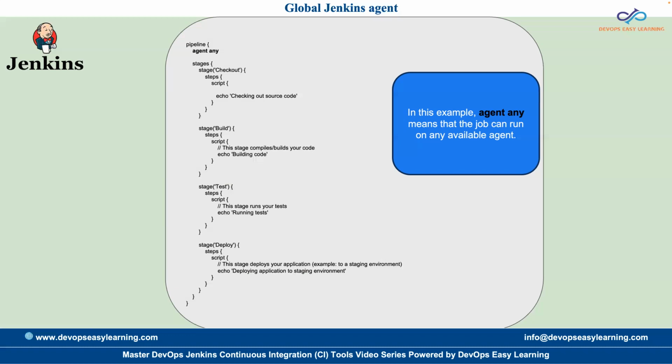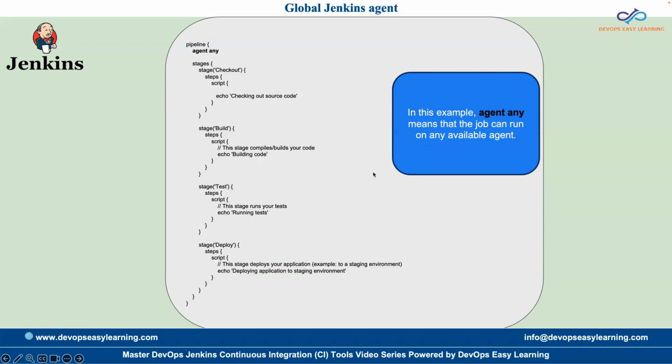And if you say agent any, you are basically telling Jenkins, hey, check all the agents that you can use, and if you see any next available agent that accepts to take this job, go ahead and use that agent. That's basically what agent any means.